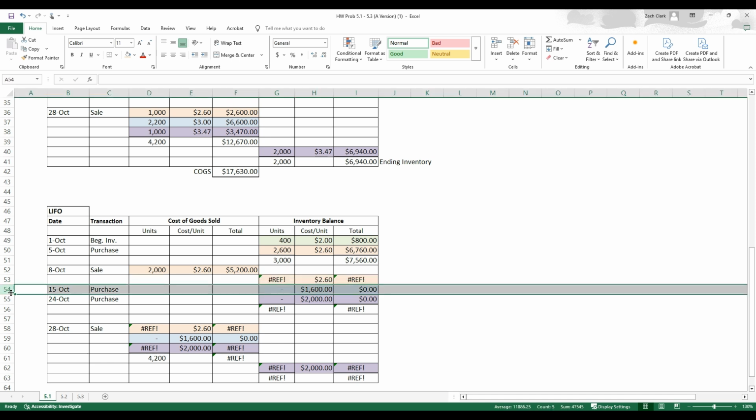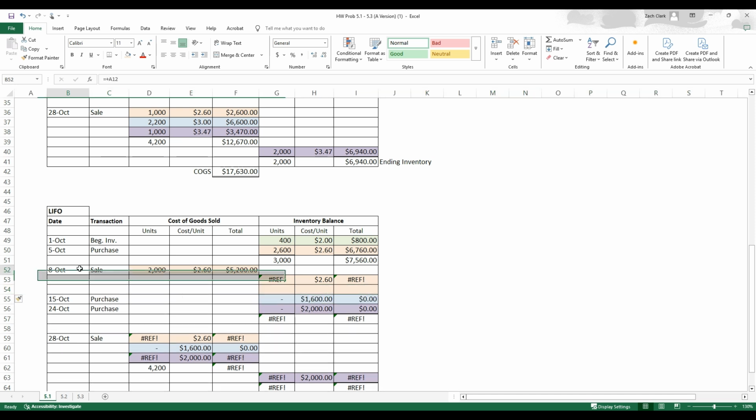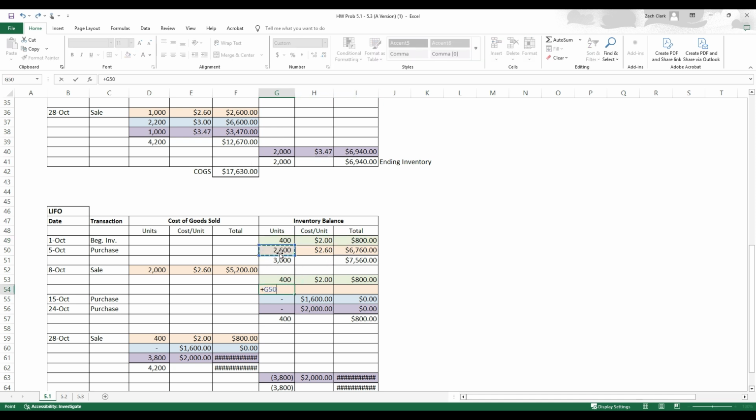Okay, so now we've got our 2,000 units coming from these layers, and after we have the purchase done, I'm going to need to insert a row there. It's going to be like this. I guess it was already that color, but that row still exists untouched, that layer. But then we have 2,600 to start. We sold 2,000. And so this times this. So 1,560 is left over from this layer. This one's untouched.